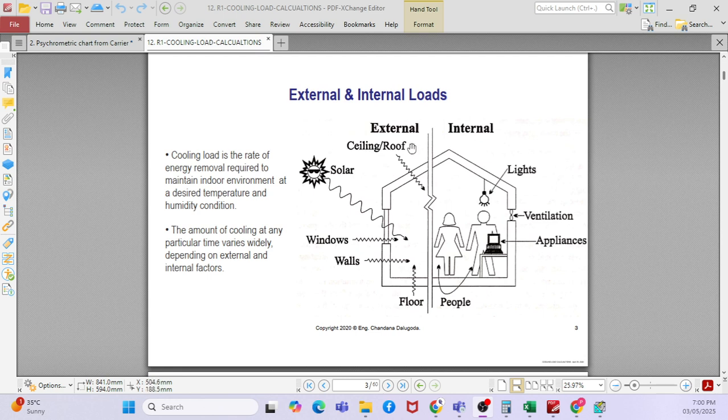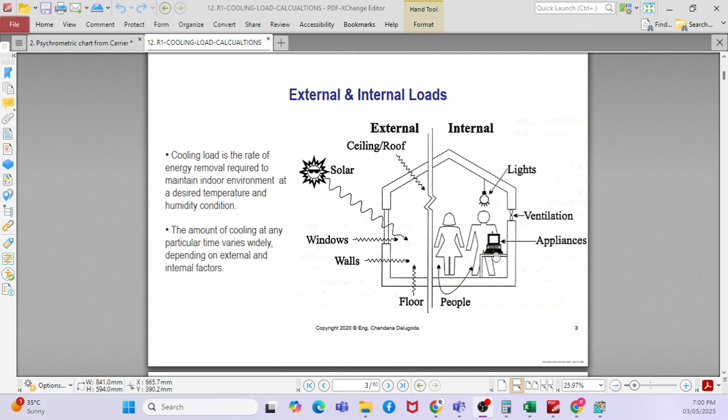Each and every load has a sensible load and also a latent load, right? And what is sensible load? It's dry air. And if you talk about latent load, it is moisture in the air. From the light, we know that there is no moisture, so it's only sensible, correct? Only sensible. And walls, windows, or floor, it is all sensible.